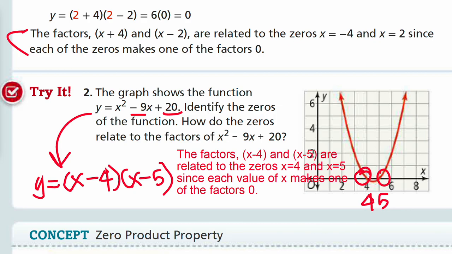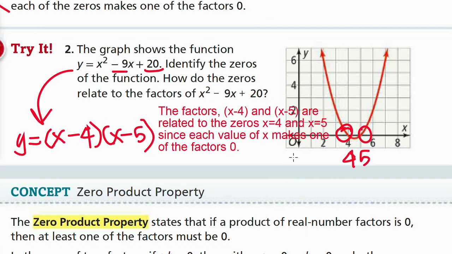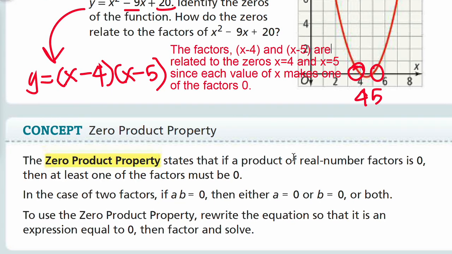So that was example 2. Let's think about the concept here. We have something called the zero product property. The zero product property states that if a product of real number factors is 0, then at least one of the factors must be 0, right? In the case of two factors, if A times B is 0, then either A or B is 0, or both of them are 0, right? So this is the zero product property. And it makes sense. It's not really hard to remember this.